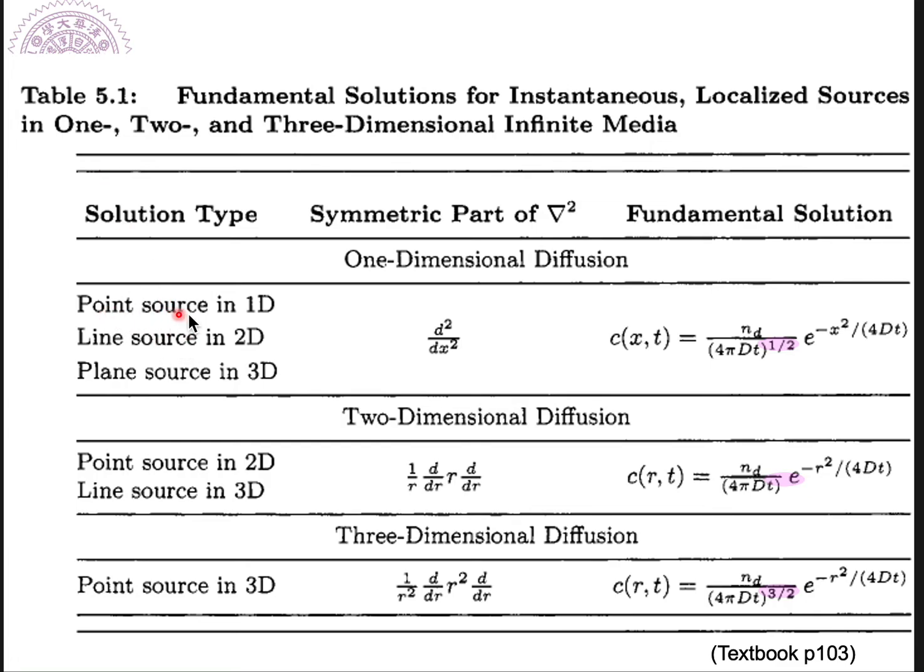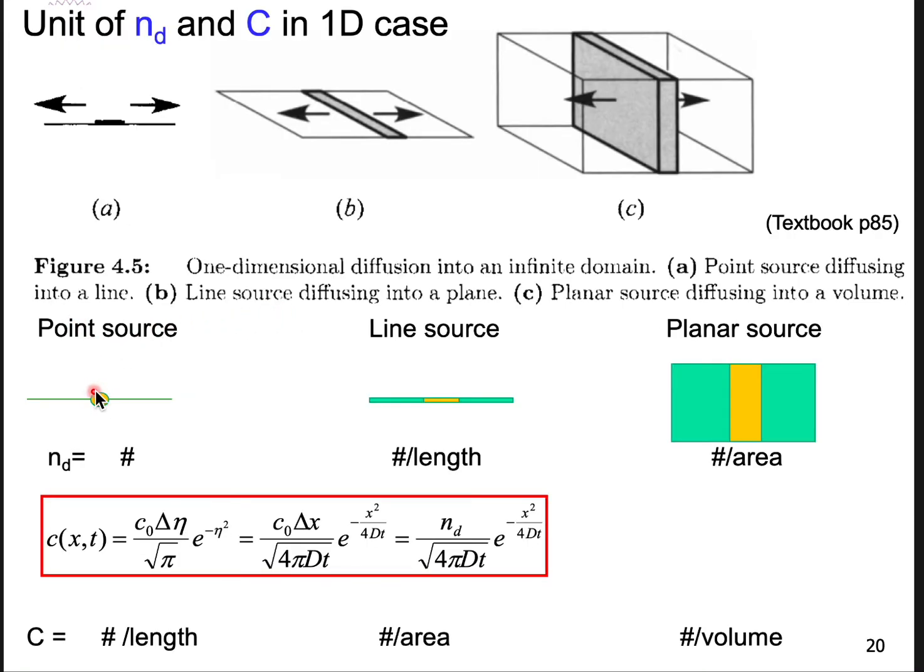The first one is a point source in a one-dimensional material. For example, a point source we deposit in a narrow wire, and we heat this up. The point source, these atoms are going to spread out either to the left-hand side or the right-hand side, along one dimension. So this case is also a one-dimensional case. So you can use the solutions you derived from the previous slide, right? And this is a point source. So the ND is the number of the atoms, right?